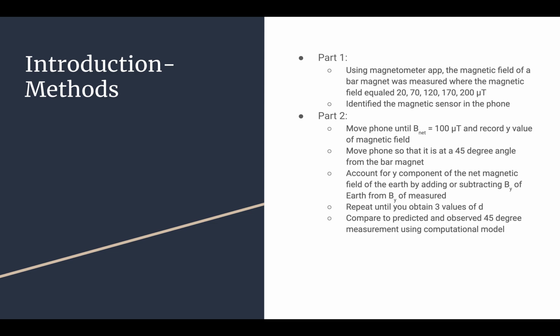Then we moved the phone so it was at a 45-degree angle from the bar magnet and accounted for the Y component by adding or subtracting the magnetic field in the Y direction of Earth from the magnetic field in the Y direction of the measured values. And I did this 3 times for each location to get 3 values of the D, and then compared the predicted and observed 45-degree measurements using the computational model.